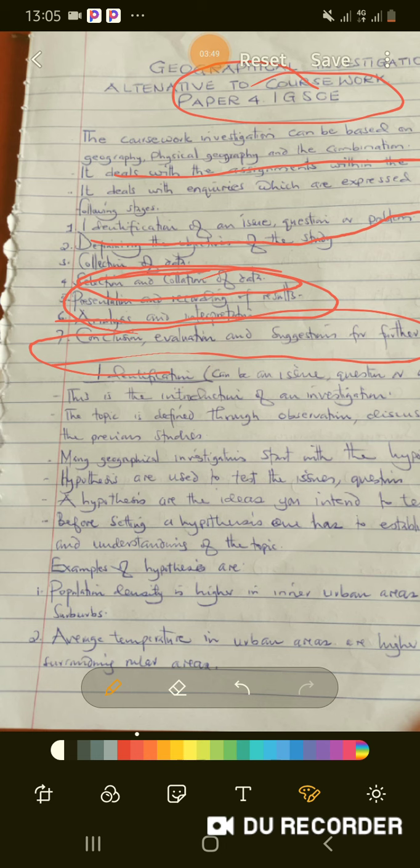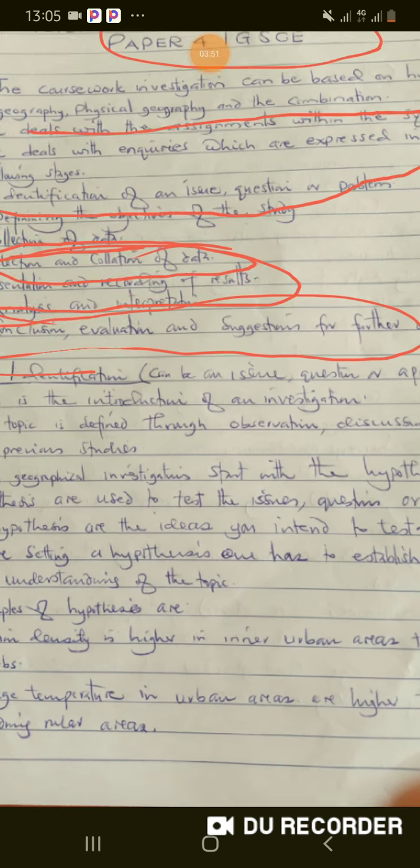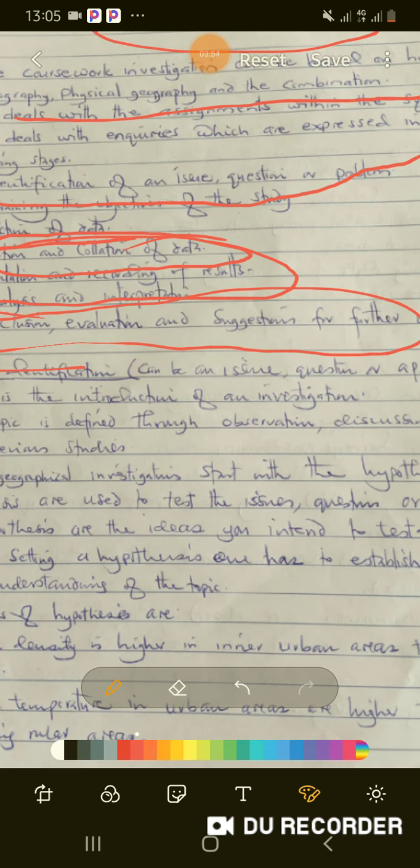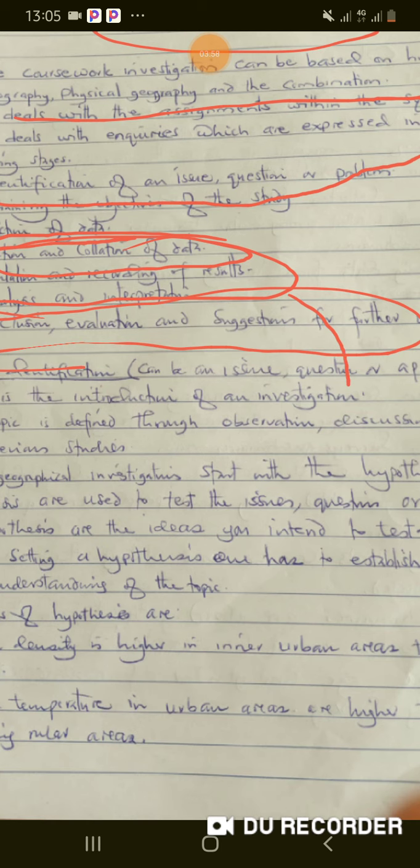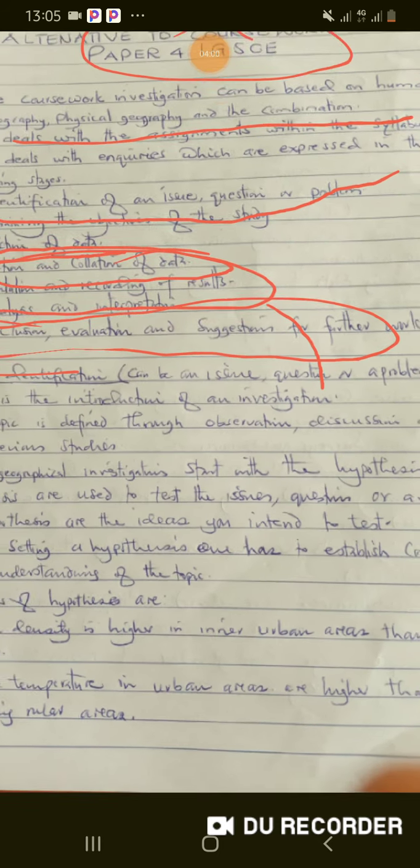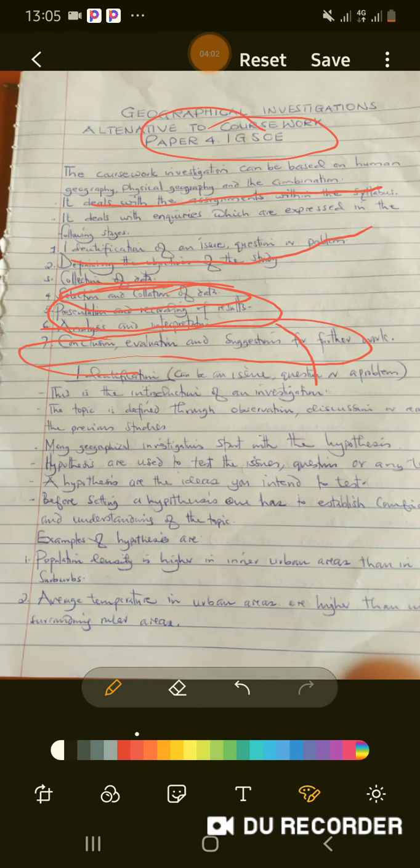Let us see the identification. This identification, I've already said, we can identify a problem, we can identify an issue, or even a question itself. This identification can be done to a problem and issue. This is the identification, the introduction of our investigation. Our investigation at an introductory stage is the one which we need to investigate. You need to identify what is this problem.